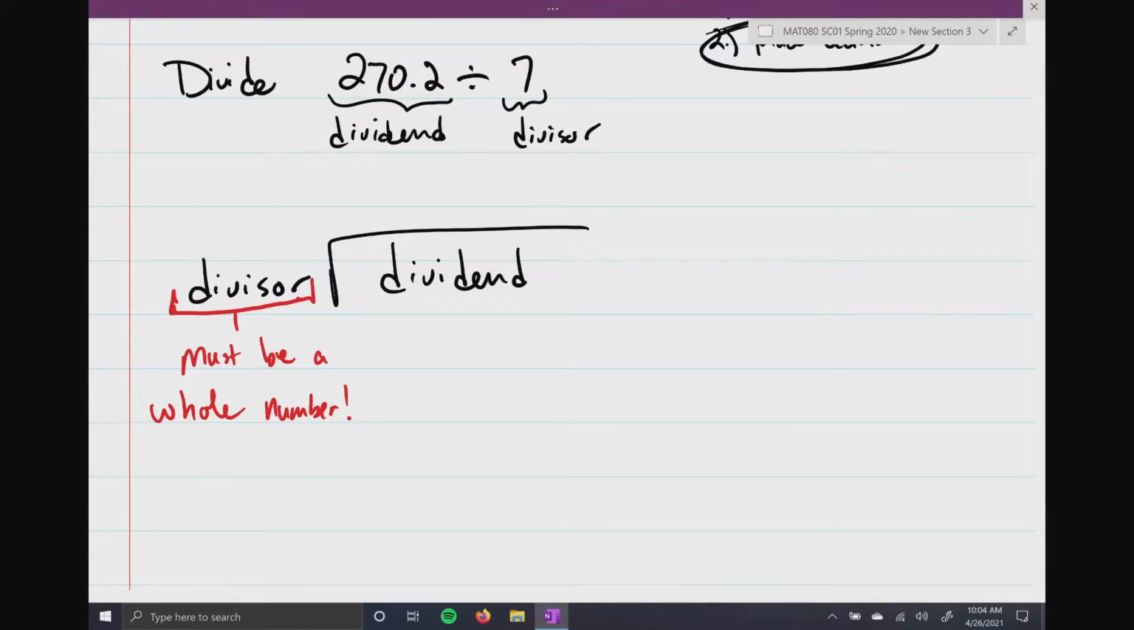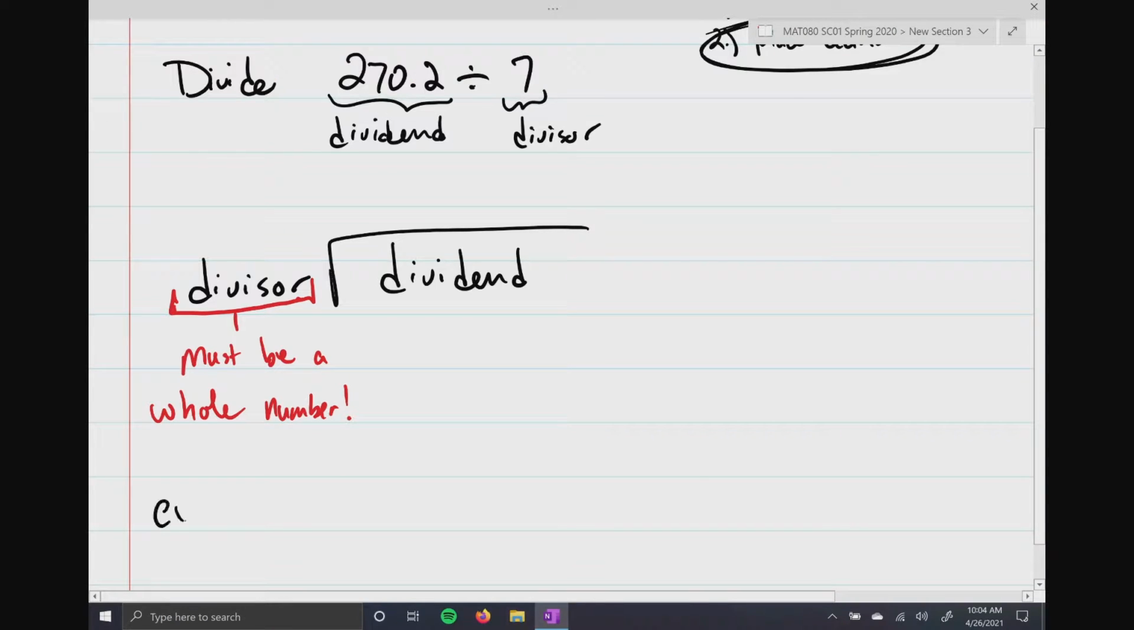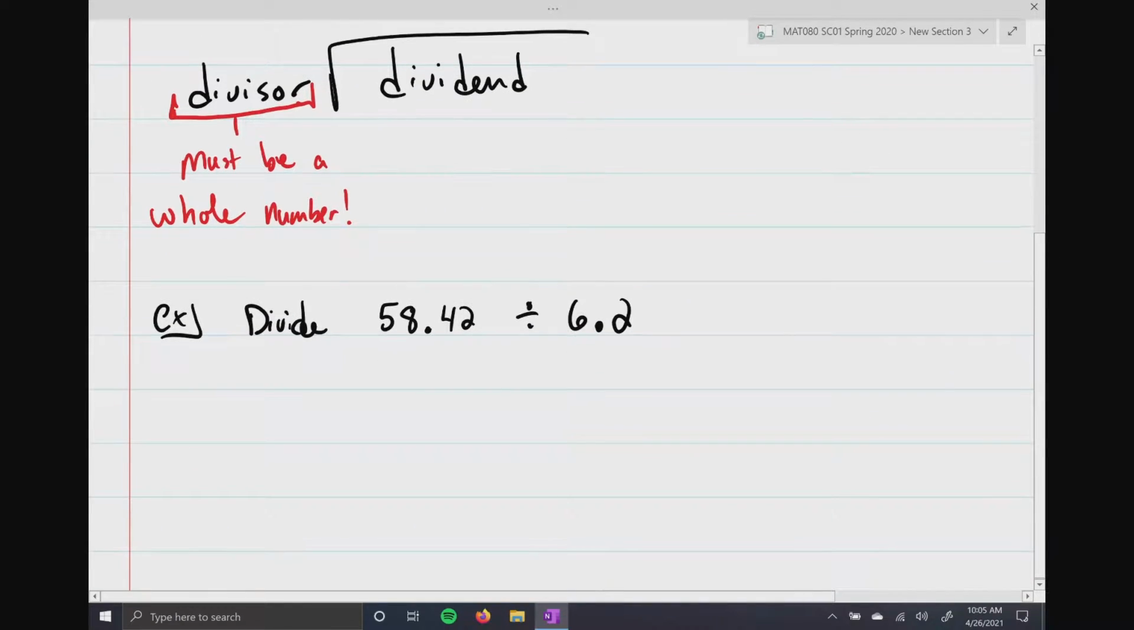Let's say, for example, I want you to divide these two numbers. 58.42 divided by 6.2. Well, we know from the image above, our divisor goes on the outside, dividend goes on the inside. So our setup is going to look like this. You write the word setup above.